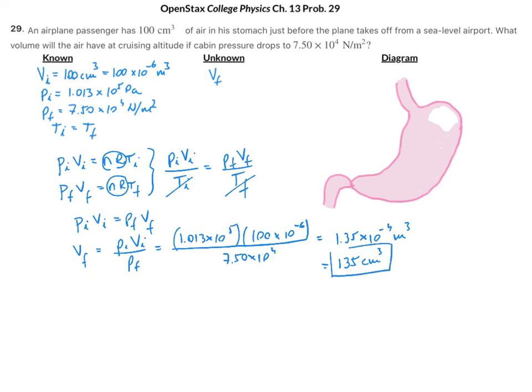So the final volume of that air bubble in the passenger's stomach has grown.